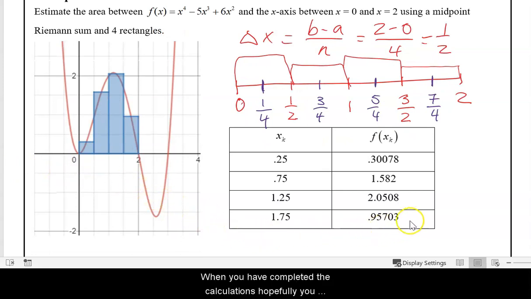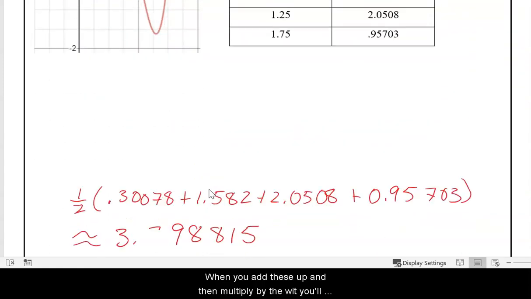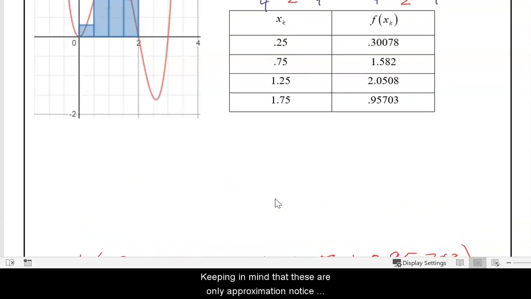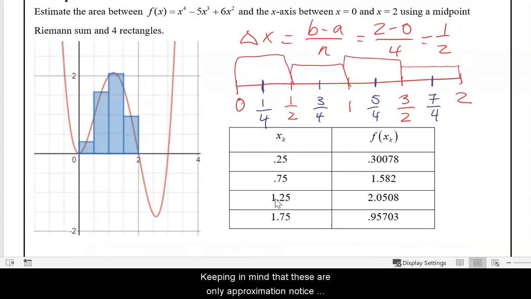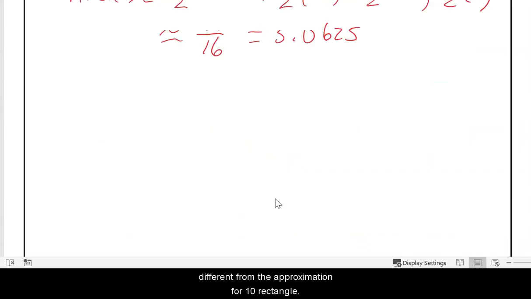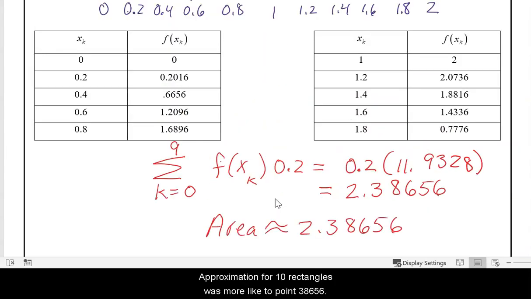When you have completed the calculations, hopefully you got something relatively close to mine. It's possible I made an error here or there. When you add these up and then multiply by the width, you'll get something that's about 3.8. Keeping in mind that these are only approximations, notice that the approximation for 4 rectangles was very different from the approximation for 10 rectangles.